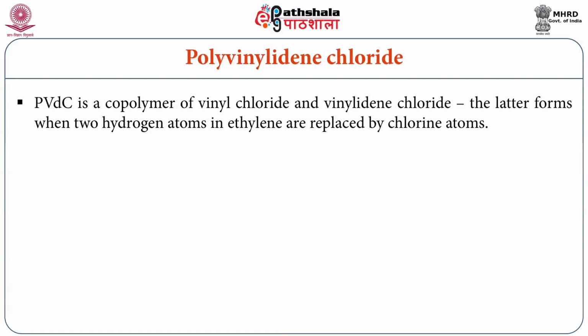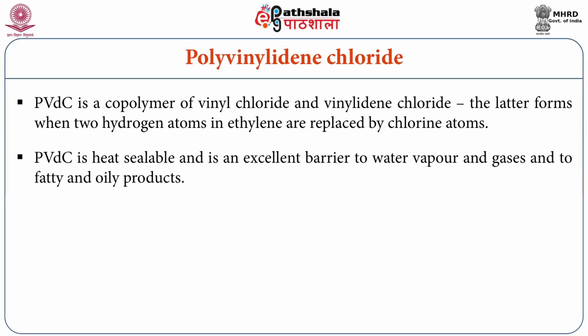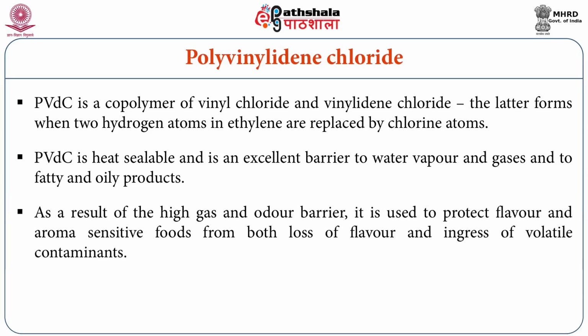Polyvinylidene chloride or PVDC. PVDC is a copolymer of vinyl chloride and vinylidene chloride. The latter forms when two hydrogen atoms in ethylene are replaced by chlorine atoms. PVDC is heat sealable and is an excellent barrier to water vapor and gases and to fatty and oily products. As a result of its high gas and odor barrier, it is used to protect flavor and aroma sensitive foods from loss of flavor and ingress of volatile contaminants.